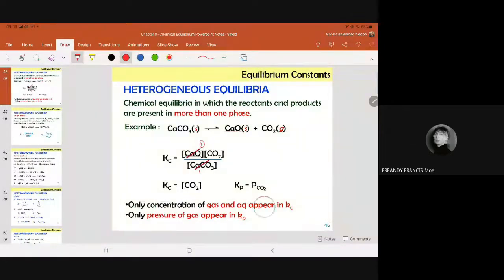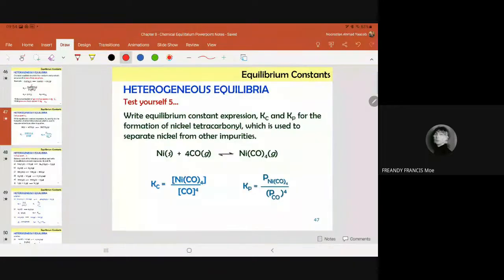So, only concentration of gas and aqueous appear in KC. K besar, KC. Only pressure of gas appear untuk KP. Jadi, kita tengok. Salah ni dia dah bagi tu jawapan.